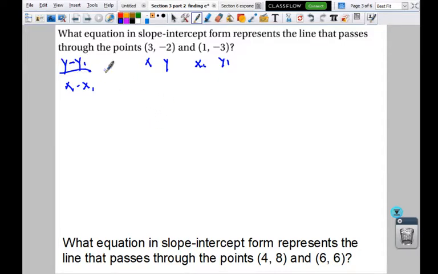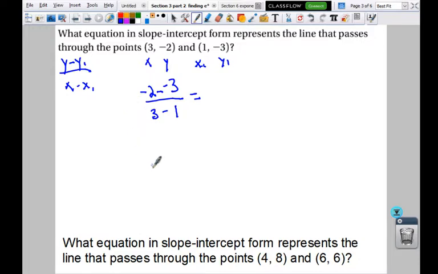So I'm going to go y is negative 2 minus y1 is negative 3, over x is 3 minus x1 is 1. Don't forget, y is on top.